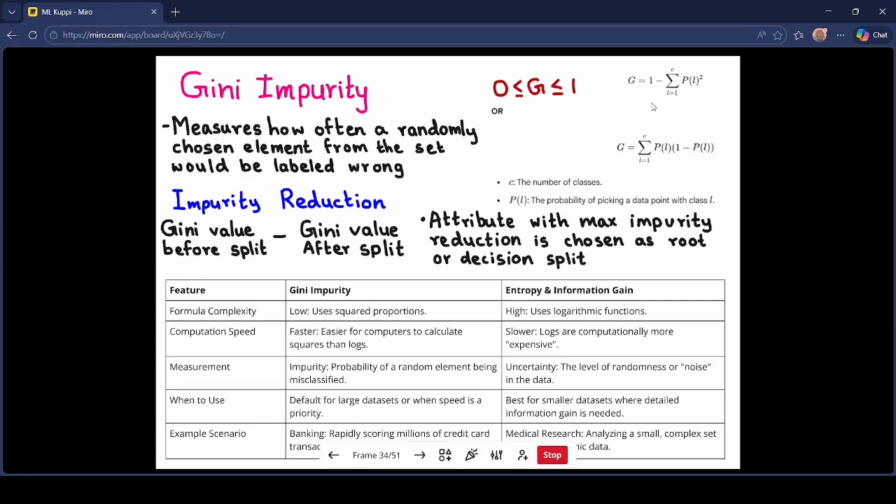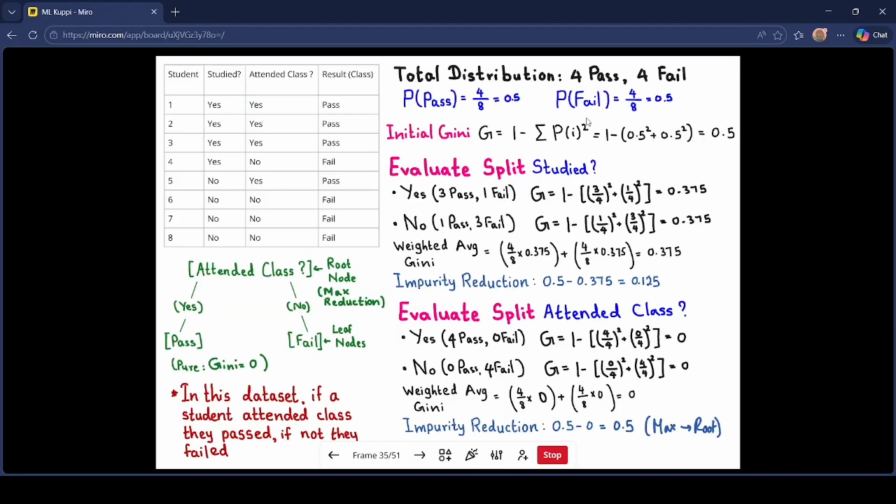So this is the formula for Gini impurity. We can use either formula. Gini score will always be between 0 and 1. So again, I'm going to use the same example for this. First, we have to calculate the initial Gini value, which will be 0.5 in this case, after substituting the probability values. And then similarly we are going to calculate the Gini value for each instance, studied equals yes, studied equals no, and then the weighted average of the Gini. And after that, we're going to do the impurity reduction considering the attribute studied.